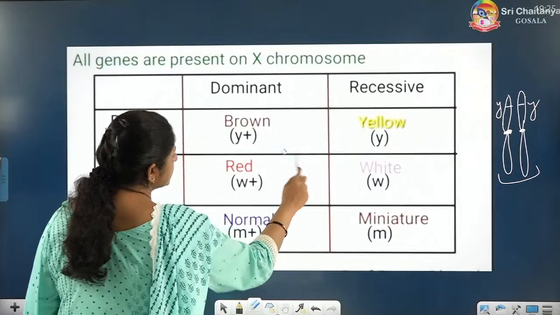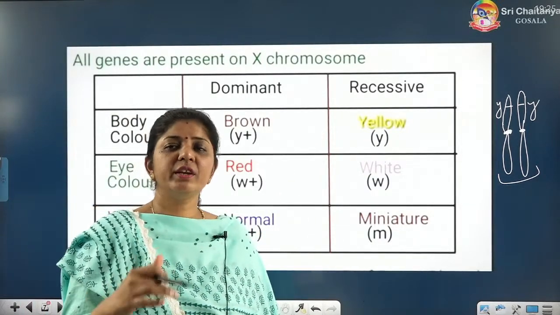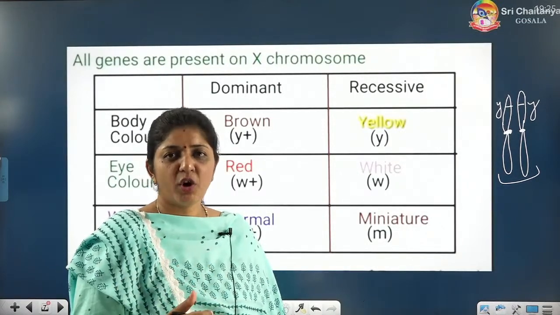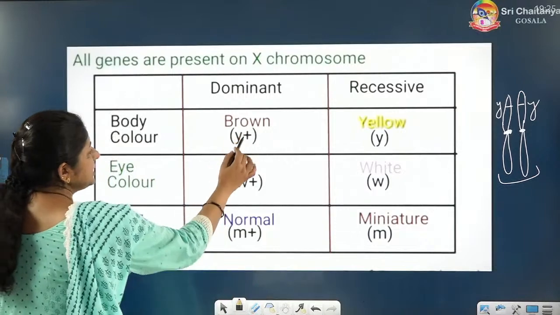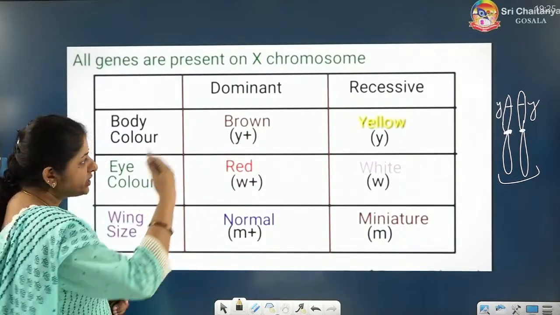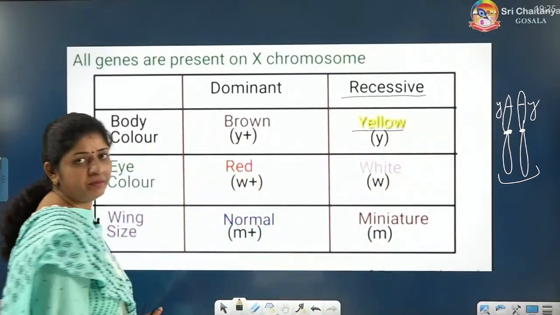Now see here, this is important. If you understand how to write all these things, only then you can understand the dihybrid cross given by Morgan, right? So brown color is expressed by y plus, and the genotype symbol we are taking is from the recessive trait.